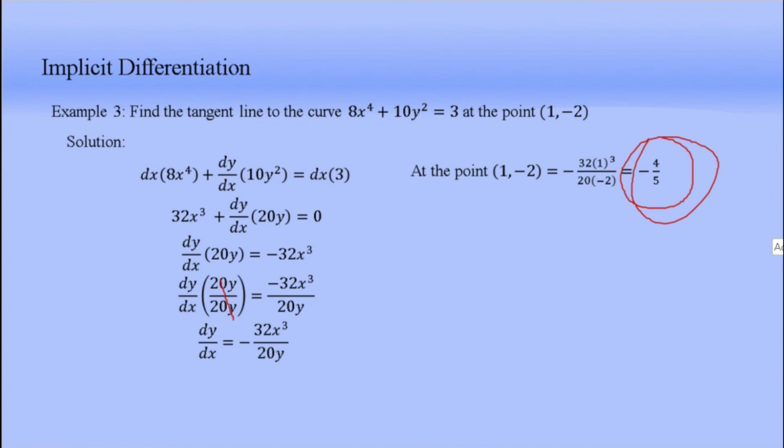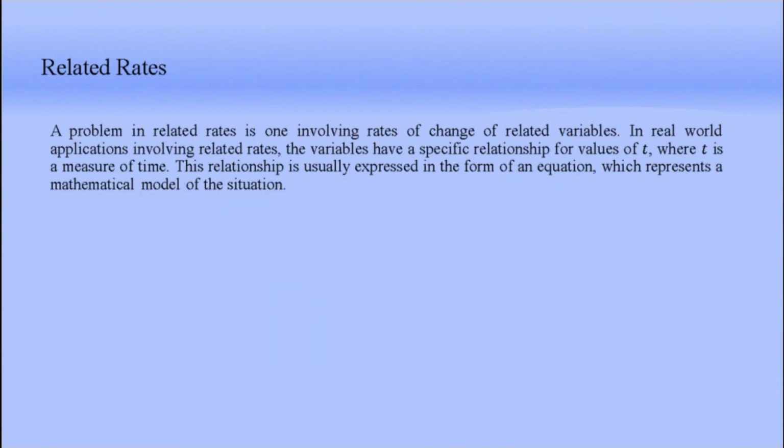Now we're going to move on to the last topic, which is related rates. A problem in related rates is one involving rates of change of related variables. In real-world applications involving related rates, the variables have a specific relationship for values of t, where t is a measure of time. And this relationship is usually expressed in the form of an equation, which represents a mathematical model of the situation.